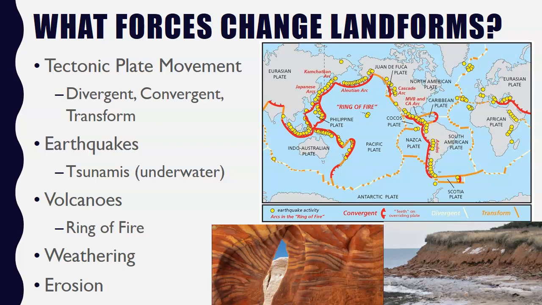Another force that changes landforms is weathering, which are the physical and chemical processes that change the characteristics of rock on or near the Earth's surface. And this is a process that occurs slowly over many years or even centuries. And lastly, we have erosion. This occurs when weathered material is moved by the action of wind, water, ice, or gravity.